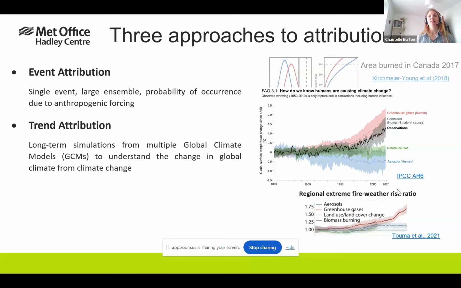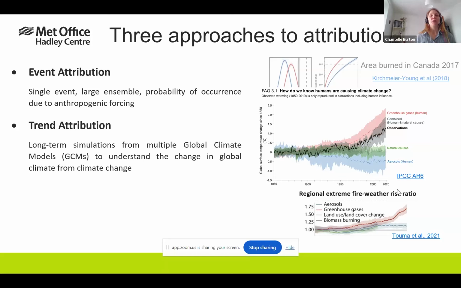Separate to that, we've got trend attribution. Here, the difference is we're looking over the longer term historical period or future period even. And we're looking at changes in the simulation across normally multiple global climate models, GCMs. So here your uncertainty comes from model uncertainty. And the kind of questions you might ask with this approach are like, what's the long-term trend in how a climate system responds to changes in radiative forcing?